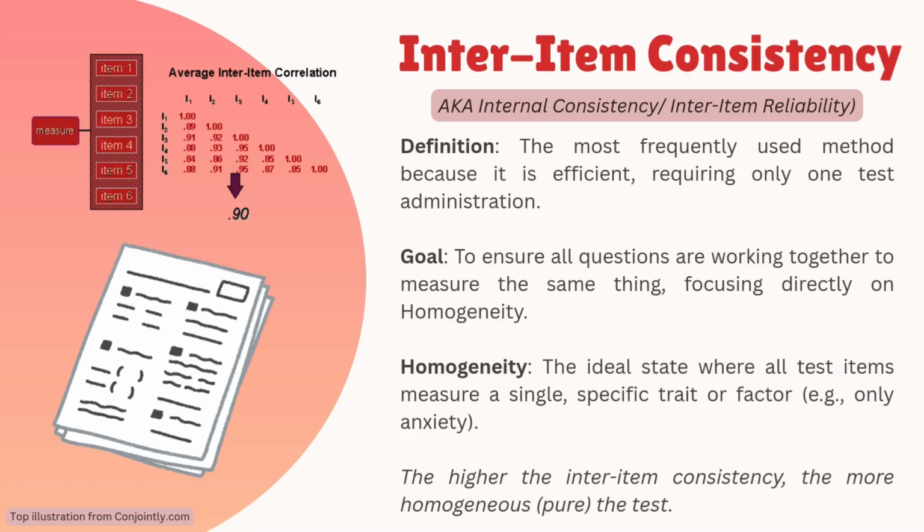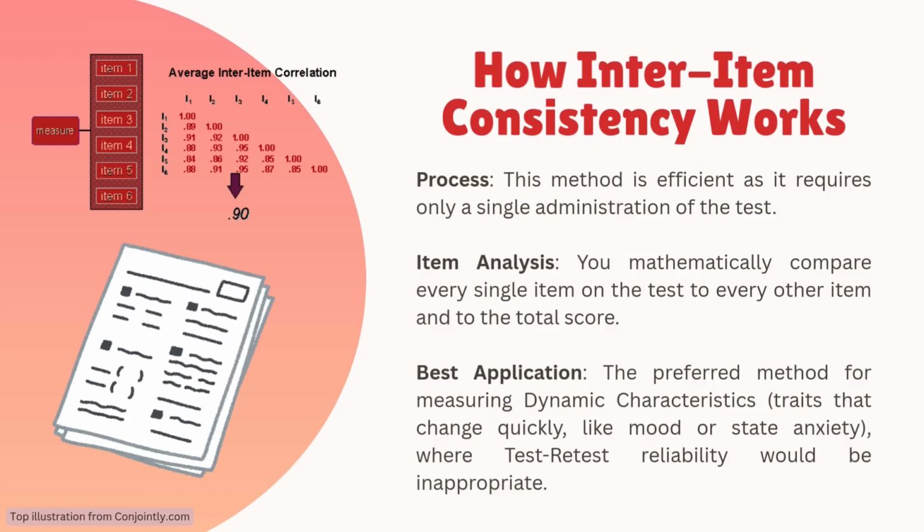So basically, the higher the inter-item consistency or internal consistency, the more homogeneous your test is. So how does this work? Unlike the methods we covered, it looks at the mathematical relationship between every single item on the test. So first, the test is given once to a group of people.